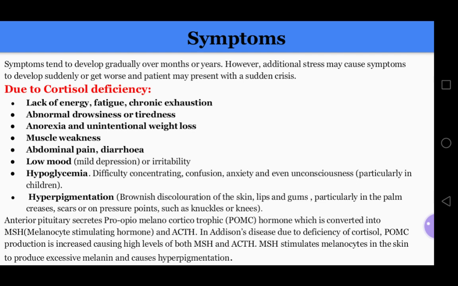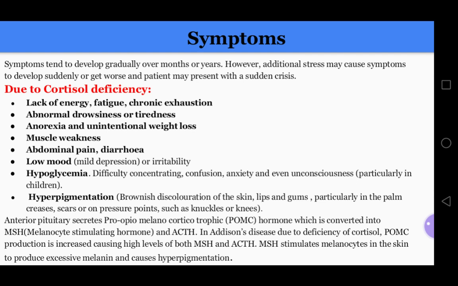Coming to symptoms of primary adrenal insufficiency, symptoms tend to develop gradually over months or years. However, any additional stress may cause symptoms to develop suddenly or get worse, and the patient may present with a sudden crisis. We can divide symptoms according to the deficiency of particular hormones.